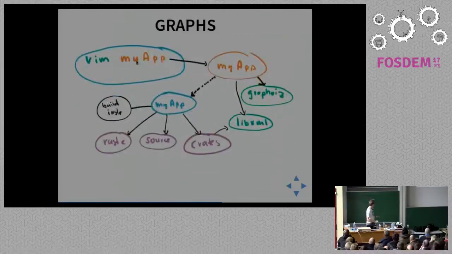So how would it look in practice? Let's say I'm having a state with both Vim and my application. That's the blue circle on the left top. And then we're going to take a detailed look at my application. And there are two types of dependencies. The dotted line denotes a build dependency, and the rest are actually runtime dependencies.